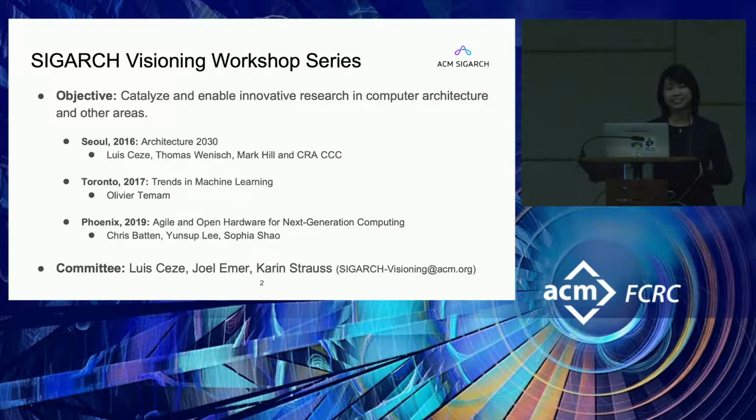Chris, Yang-Sep, and I are really interested in thinking about how we can better highlight the need for agile and open hardware design, and also discuss some of the interesting ongoing research in this space. We would also like to thank SIGARCH for the wonderful support, especially the SIGARCH Visioning Committee, Luis Ceze, Joe Emer, and Karin Strauss, for providing guidance along the way.